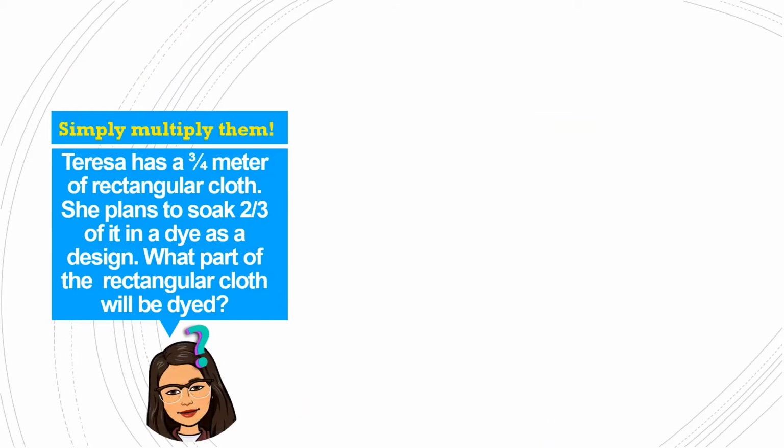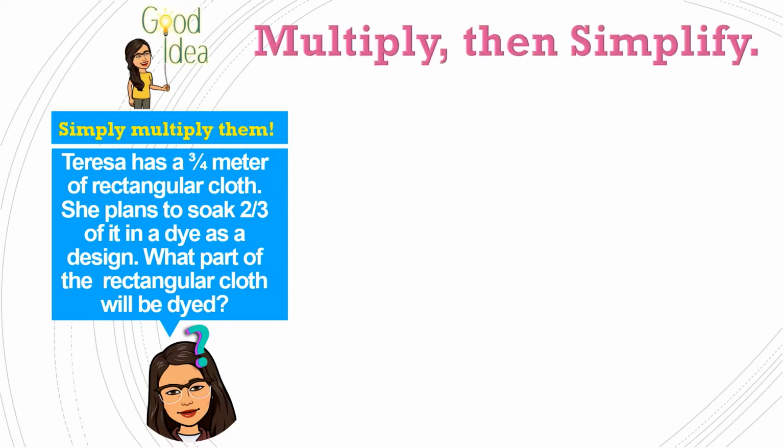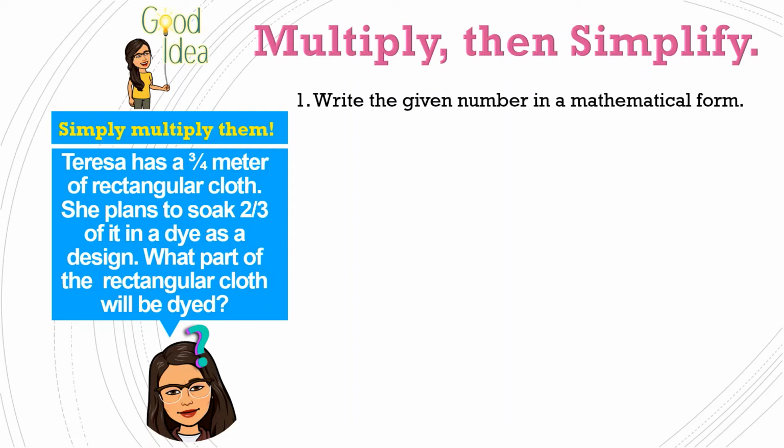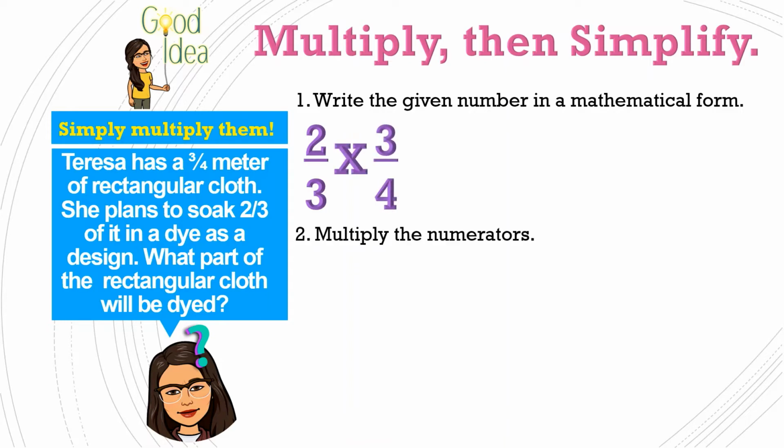Now, do you wonder, is there any other way to solve this problem without using the block model approach? Yes. We can try multiply, then simplify. How are we going to do this? First, we are going to write the given numbers in a mathematical form. So, you will have 2/3 times 3/4. You are going to multiply the numerators and then multiply the denominators right away. So you will have 2 times 3 and then 3 times 4.